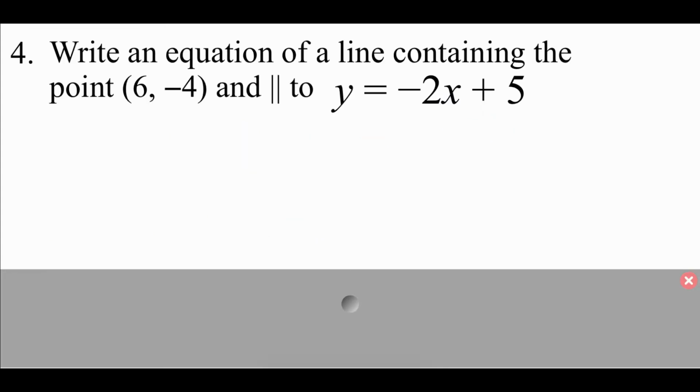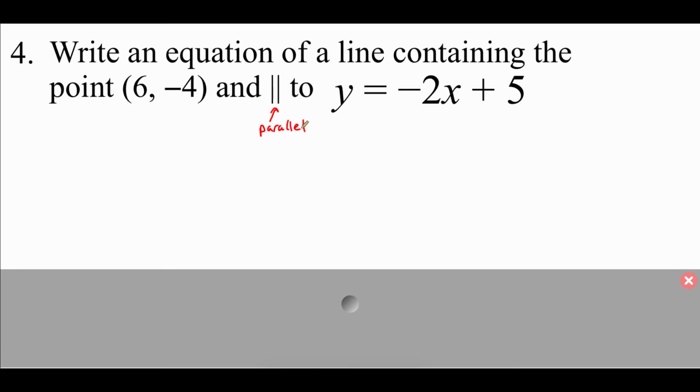Now in this example, we're going to take this another step further. Instead of just looking at the slope of parallel lines, we're going to use what we know about parallel lines to help us write out an equation for a new line going through a specific point. So here in problem number 4, we want to write an equation for a line that contains the point 6, negative 4, and is parallel, these two vertical bars mean parallel, to the equation y equals negative 2x plus 5.